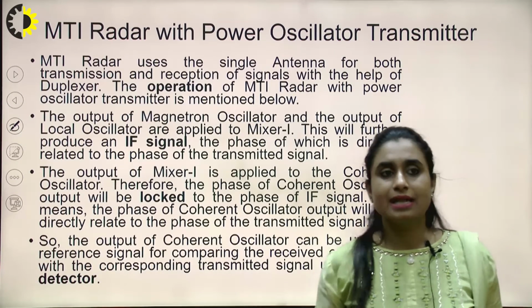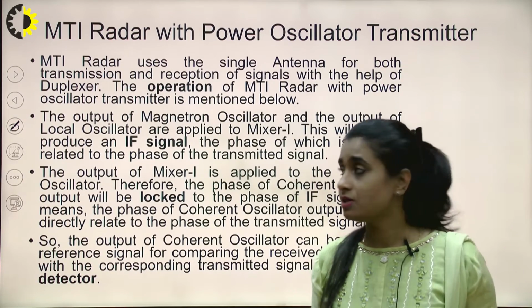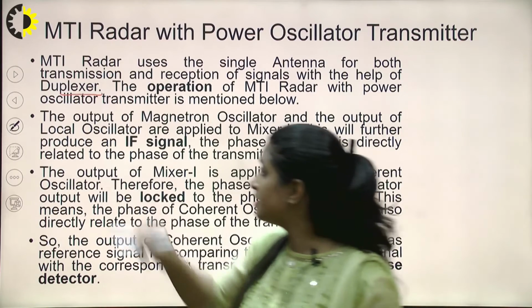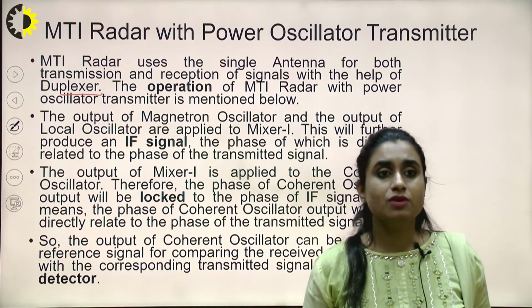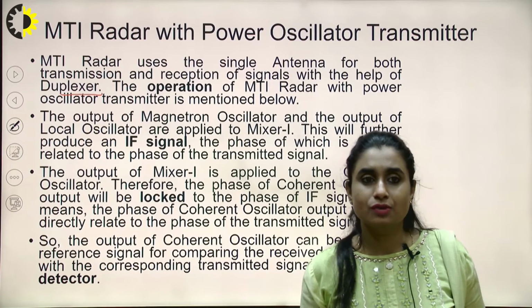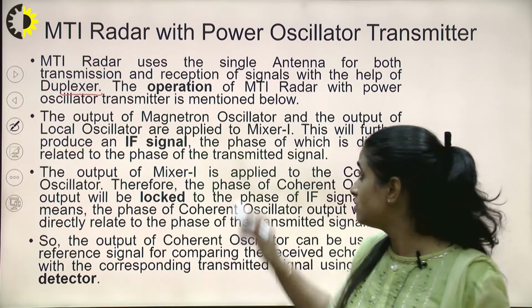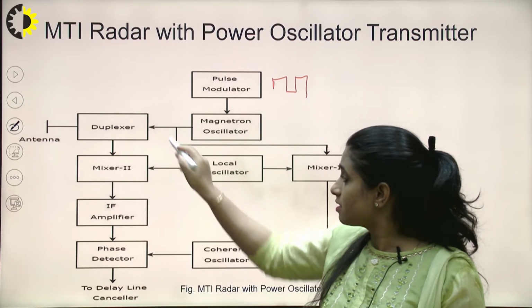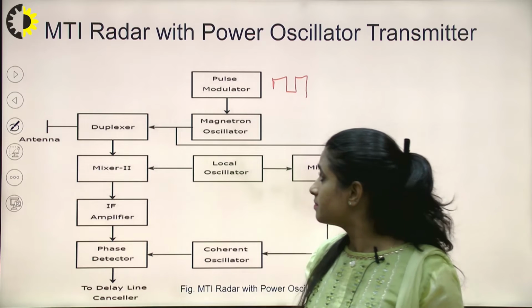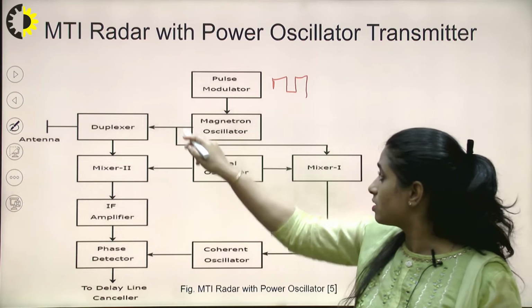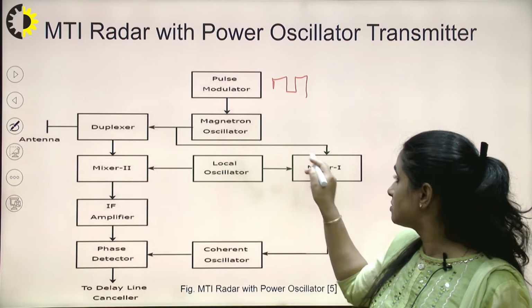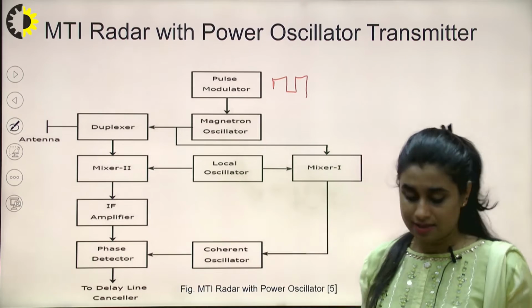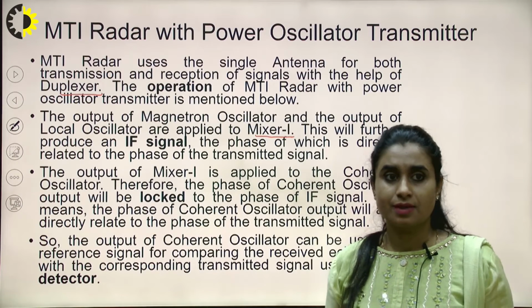It uses a single antenna for both transmission and reception. So we need to use a duplexer here, right? The output of the magnetron oscillator and the output of the local oscillator here are applied to mixer 1. These two are the inputs to my mixer 1, right?